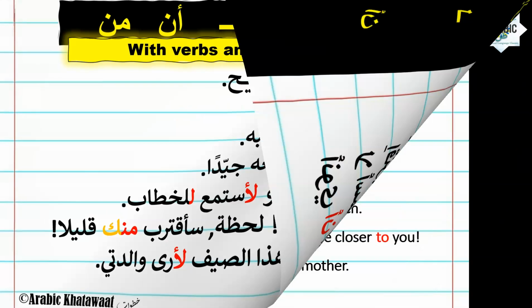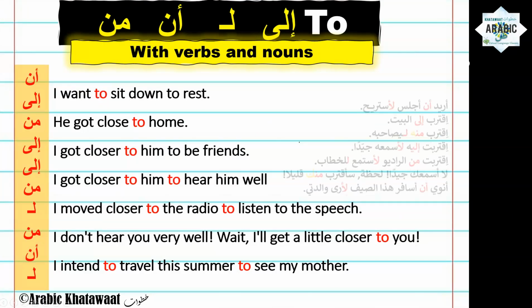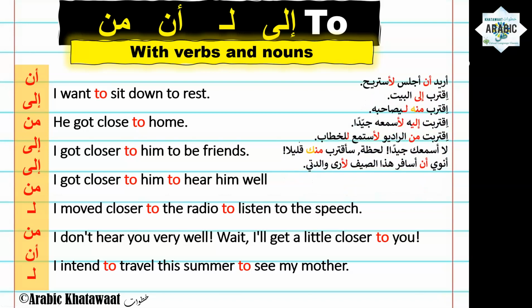Let's look at the English translation. So all of these sentences, they mean I want to sit down to rest. أريد أن أجلس لأستريح. He got close to home. اقترب إلى البيت أو من البيت. I got closer to him to be friends. اقتربت إليه لأصاحبه. Or he got closer to him to be friends.